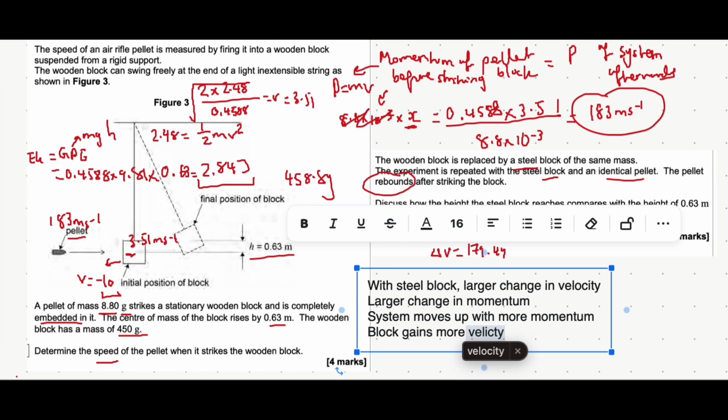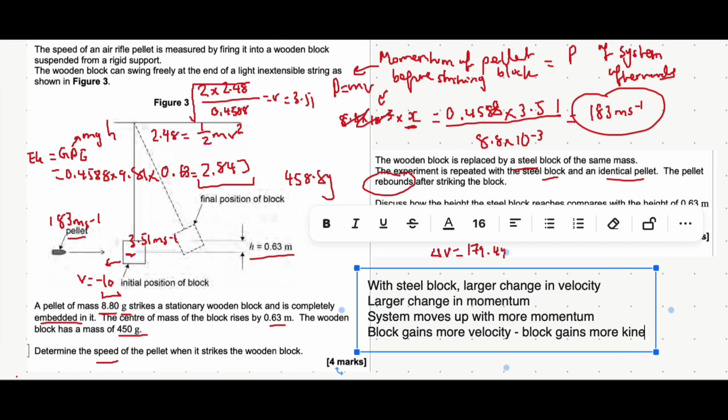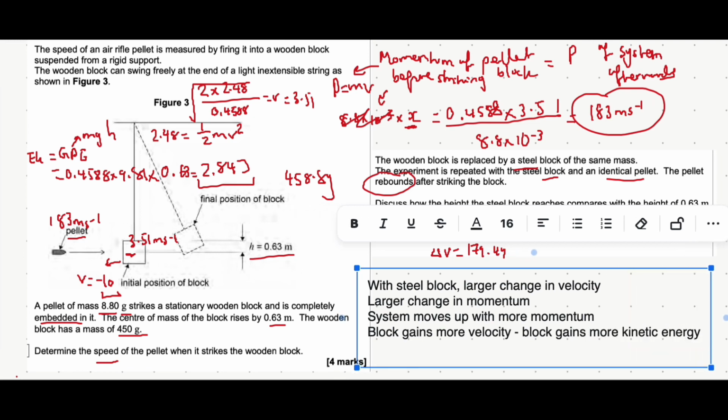That's important because what energy relates to velocity? Kinetic energy. So we say that the block gains more kinetic energy as a result. Now what is that kinetic energy turning into? It's turning into gravitational potential energy. So we say that the block gains more gravitational potential energy. And then gravitational potential energy is mgh. m is constant, g is constant. So if there's a larger gravitational potential energy, that leads to a larger height being reached. Hopefully you get to see how all this links together.